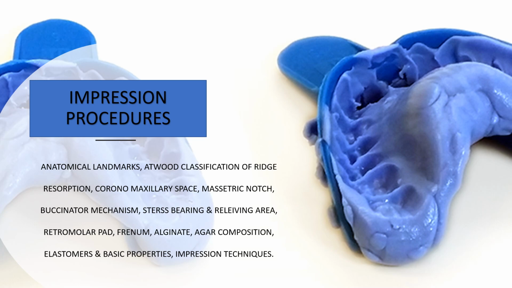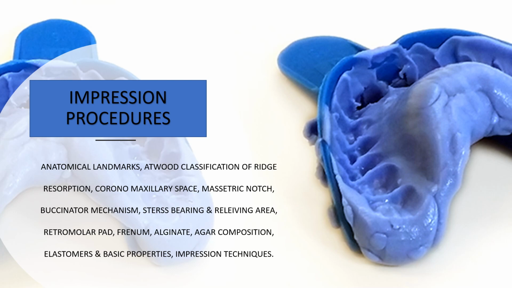So under impression procedure, you should make sure you have gone through the anatomical landmarks of both maxilla and mandible, the stress bearing area and relieving area of that, then Atwood classification of ridge resorption, coronomaxillary space and mesenteric notch, which come under the anatomical landmarks itself, then buccinator mechanism, and the retromolar pad. Retromolar pad is very important. You should know the contents of the retromolar pad and the functions of each.